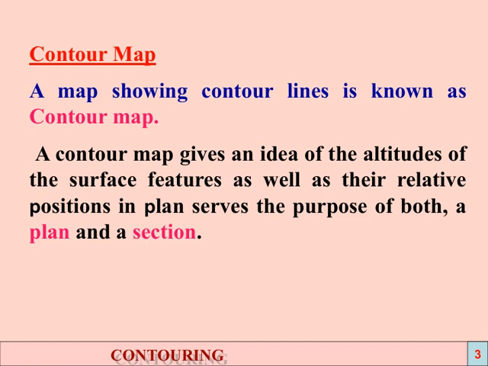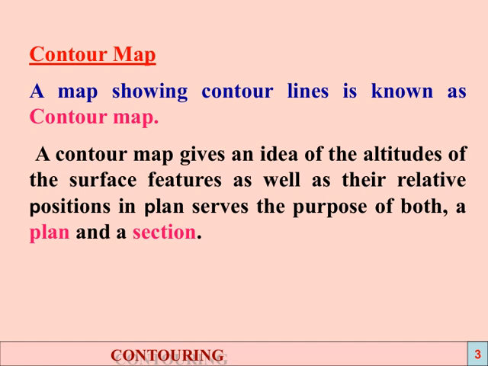What's really interesting is that a contour map serves a dual purpose. It not only gives us a plan view, showing the surface features from above, but it also acts like a sectional view, giving us an idea of the terrain's profile. This makes it a very versatile tool in fields such as surveying, geology, and civil engineering.